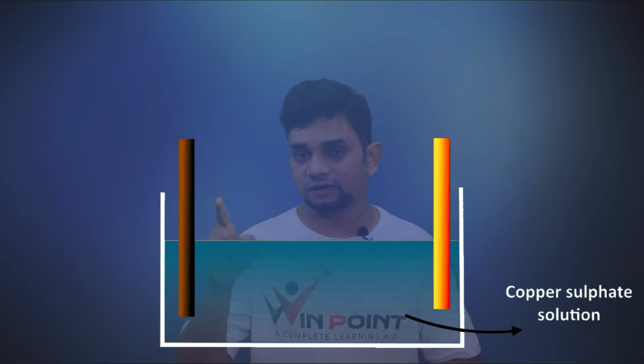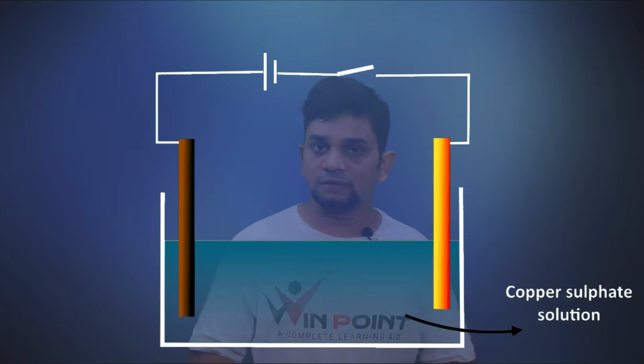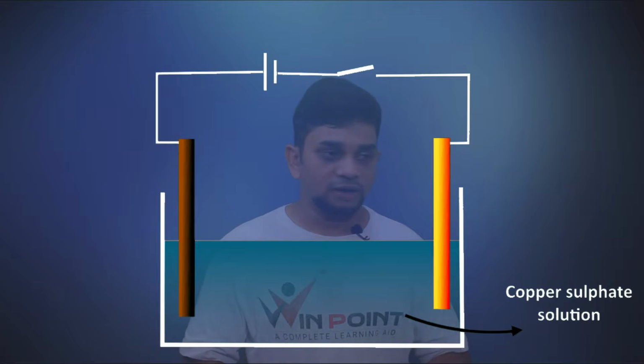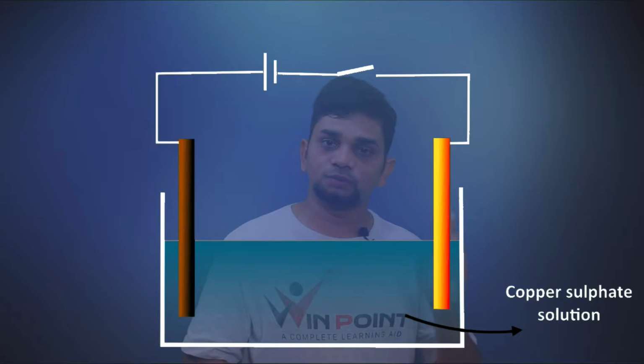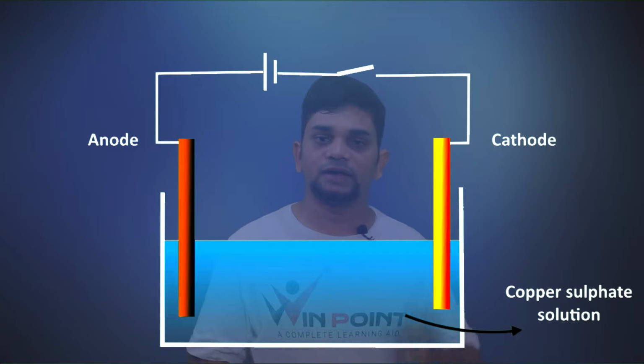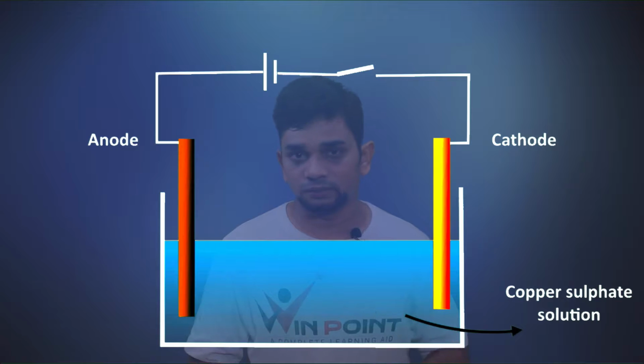Now we connect it with the cell. The positive terminal of the battery is connected to the impure copper and the negative terminal of the battery is connected to the pure copper. The switch is off. This one is the anode and this one is the cathode. Impure copper is always the anode, and pure copper is always the cathode.